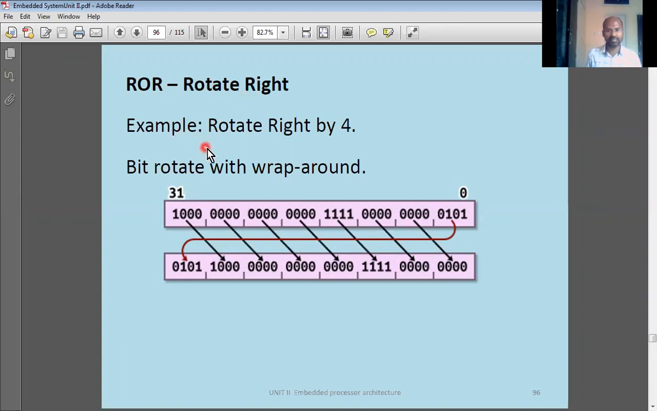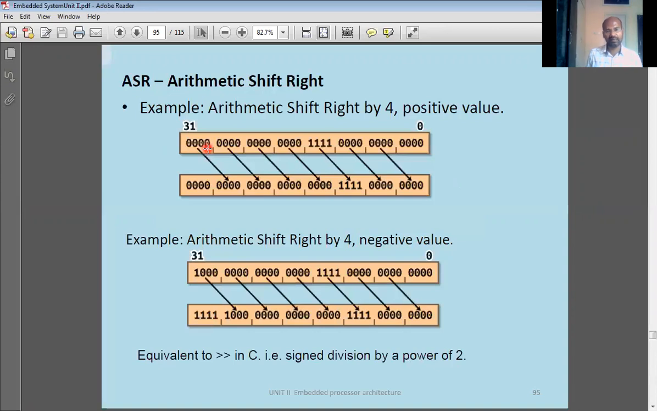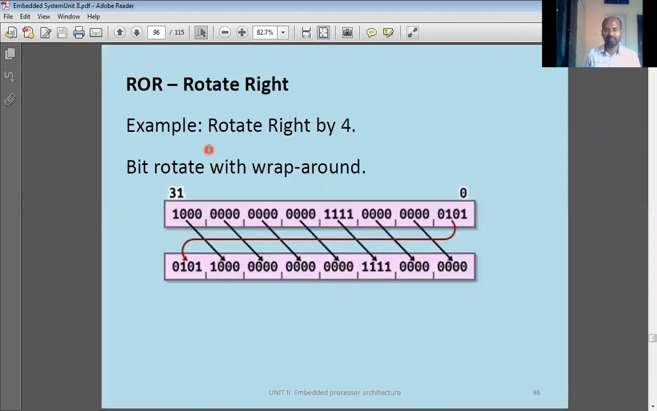In previous instructions, in logical shift left, logical shift right, arithmetic shift right and so on, you are dropping either lower bits or higher bits. Whereas in rotate right, we are not dropping anything. We are moving. It is like a circular shift. We are moving bits in a clockwise direction. No bit will be dropped here. We are not losing any data.